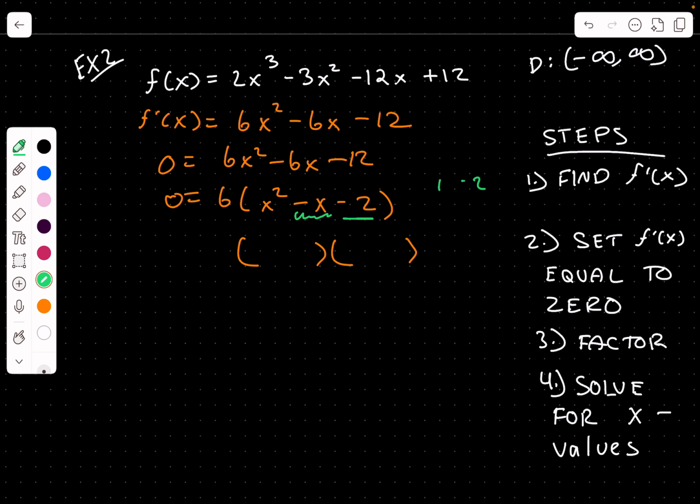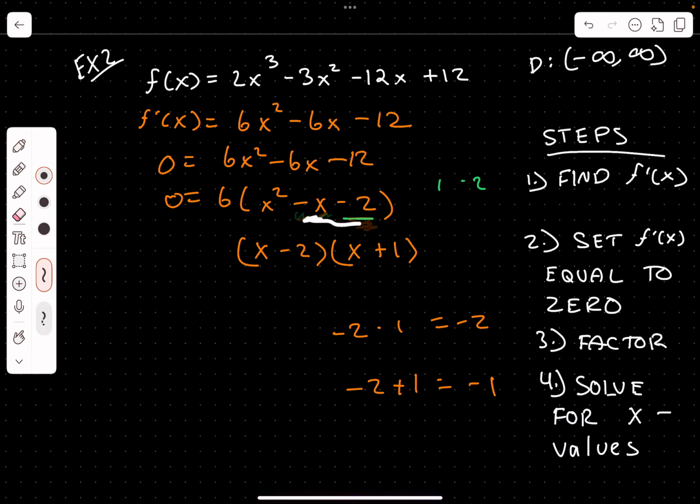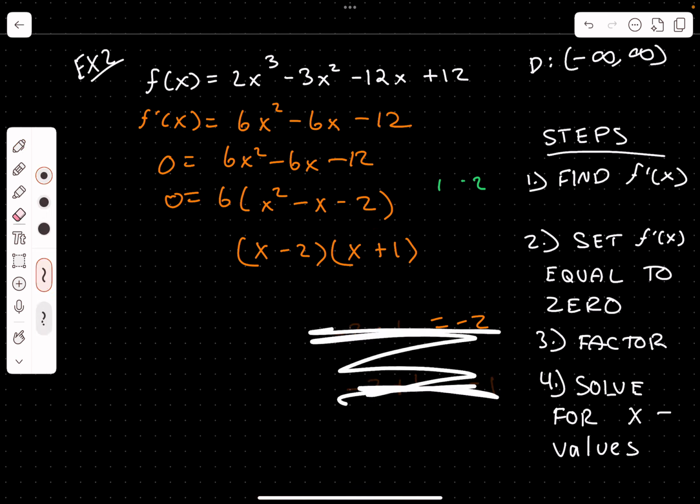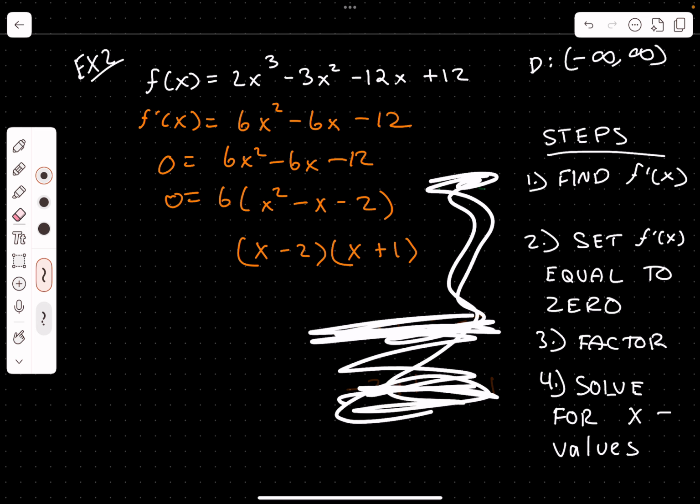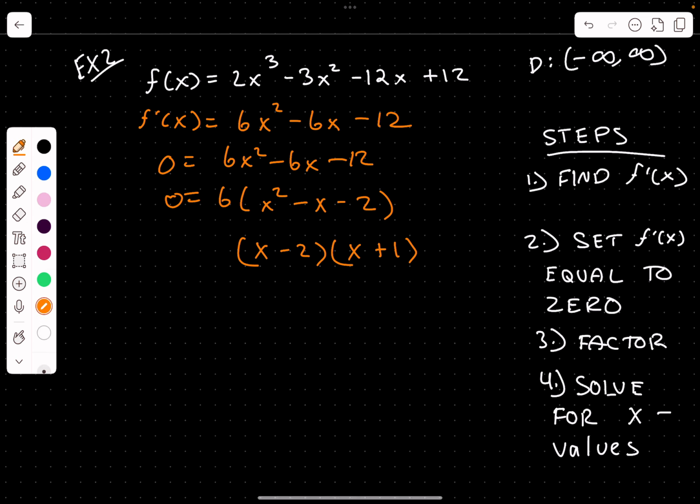So x to the first, right? In this case, it would be x minus 2 times x plus 1, because when you multiply it, -2 times +1, you get -2, which is right here. And when you add -2 plus 1, you get -1, which is this guy right here. So it works out. That's kind of a botched explanation, but if you look up how to factor polynomials, some videos should pop up. Anyways, let's get back to this.